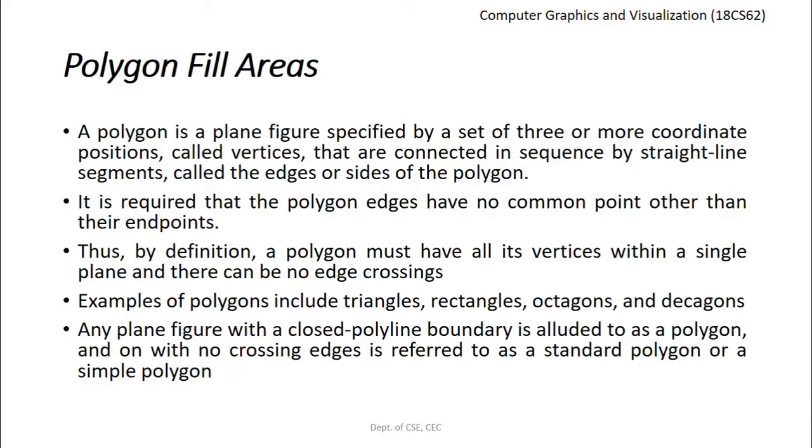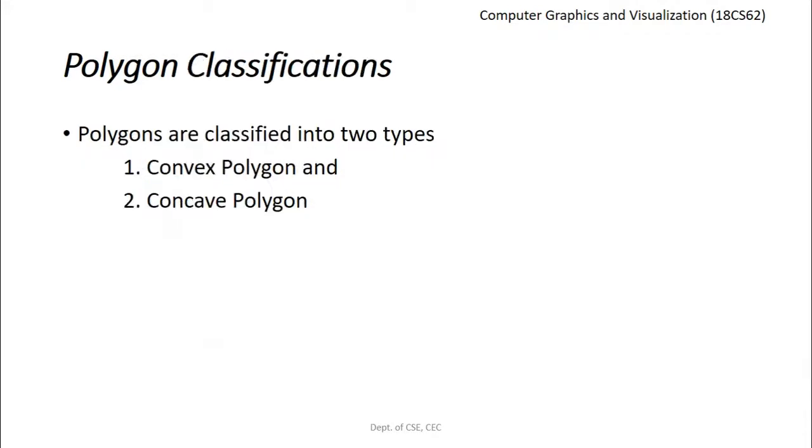So remember, a polygon is a plane figure specified by a set of 3 or more coordinate positions called the vertices that are connected in a sequence by straight line segments called the edges or the sides of a polygon. What is a standard polygon? A standard polygon is a polygon with no crossing edges. Now let us look at the classifications of polygons.